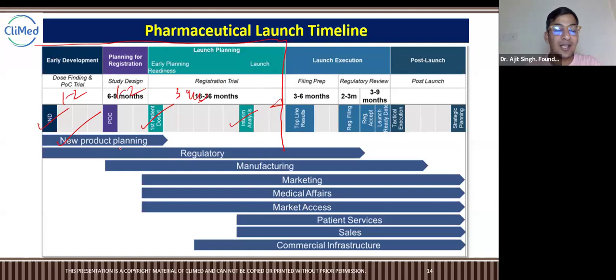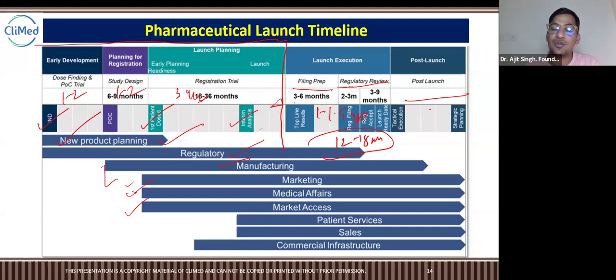And in this, as we have studied in the last slide, new product planning is there, regulatory planning is started, manufacturing planning is also started from phase 3, and medical affairs planning, marketing, pricing, and all things have started from the phase 3 clinical trials, right? But after phase 3 clinicals, what are the exact timelines? Filing preparation and regulatory reviews take almost 1 to 1.5 years, 12 months to 18 months, for preparing the approval, filing it and getting the approval, right?